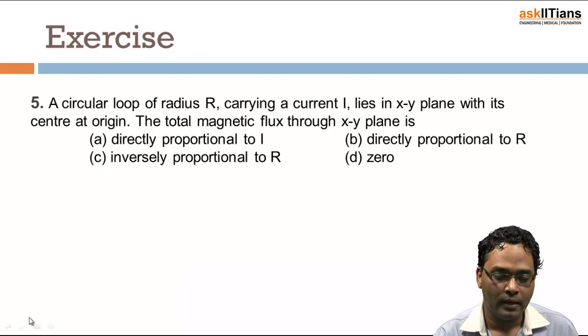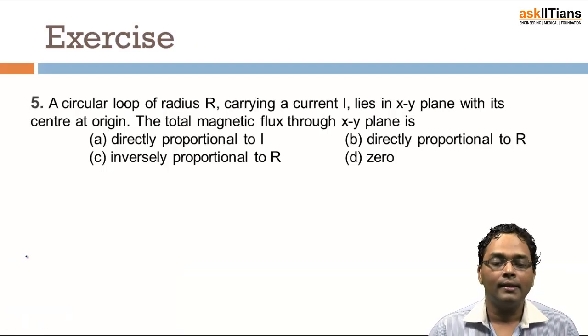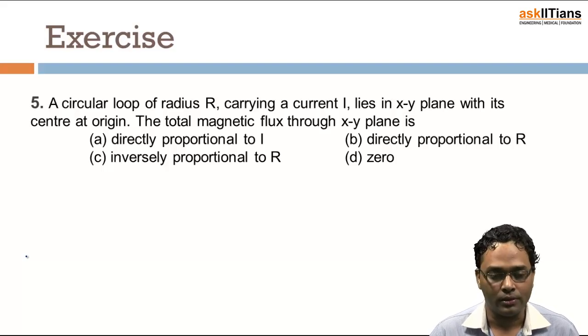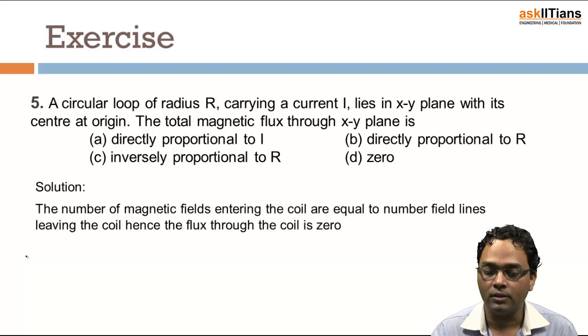Let's try to understand further with the help of an example. What we have is a circular loop of radius r carrying a current I, lying in the xy plane with a center at the origin. The total magnetic flux through the xy plane is going to be what? Directly proportional to I, directly proportional to r, inversely proportional to r, or 0.